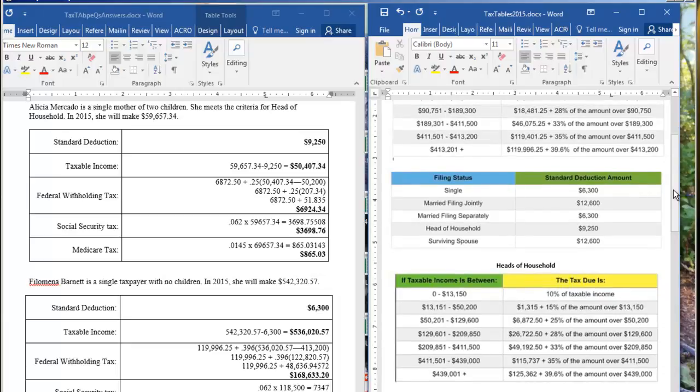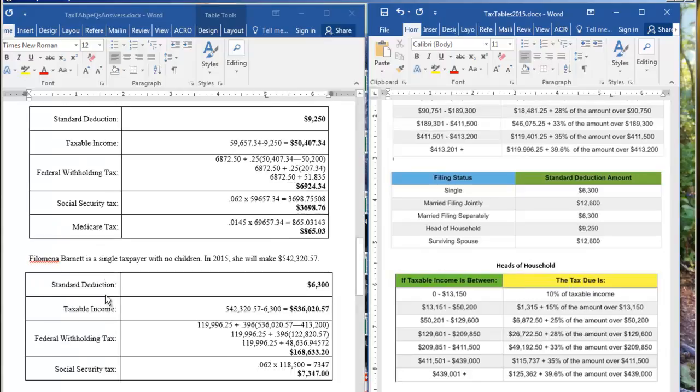Let's see, her taxable income will be 100. I did it wrong. Oh no, that's Philomena Barnett, this one. Alicia Mercado, her taxes, head of household, she's at 50,400. She's right here. Yeah, 6,872 plus 25%. Phew, I'm lucky there. And the last one is Philomena Barnett, a single taxpayer with no children. That makes her an individual at $6,300 for a standard deduction.